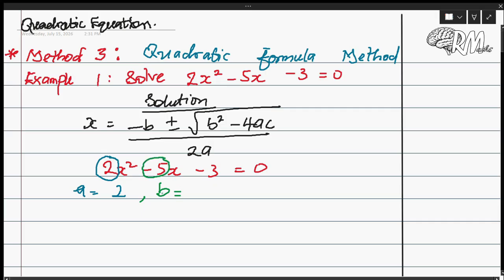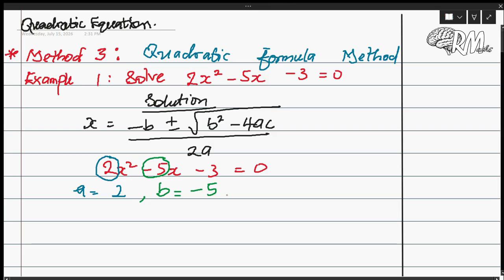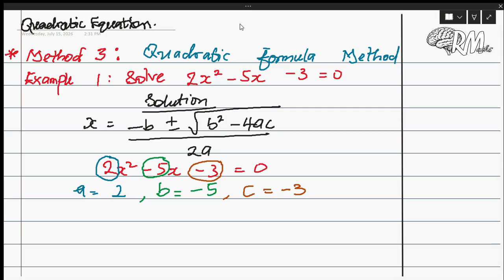B takes the coefficient of x, which is minus 5. And for the c, we have it as minus 3. So c is taking the constant number, which is minus 3. So this is how we bring out all our a, b and c. Then after we now have this a, b and c, we can now solve the question.